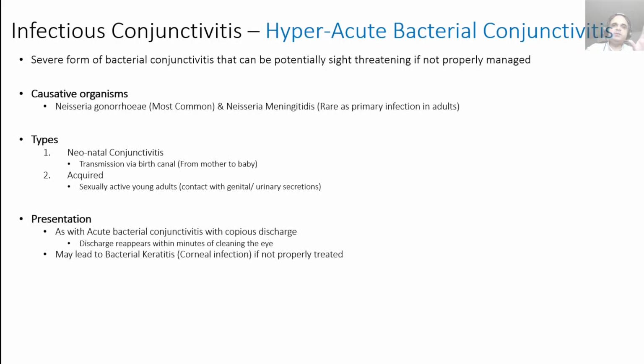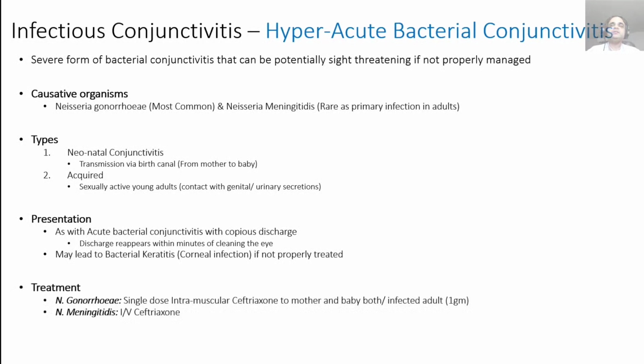So the presentation is very similar to an acute bacterial conjunctivitis, with the difference that the disease is much more severe, the discharge is much more copious, and it reappears within minutes of cleaning the eye. And if you do not appropriately manage it, the conjunctivitis can potentially lead to a keratitis, because the conjunctiva terminates at the limbus, and right next to the limbus is the cornea. And because this is a severe form of infection because of a very potent and virulent organism, it can cause a keratitis. So its management and its treatment must be appropriate and done at the right time.